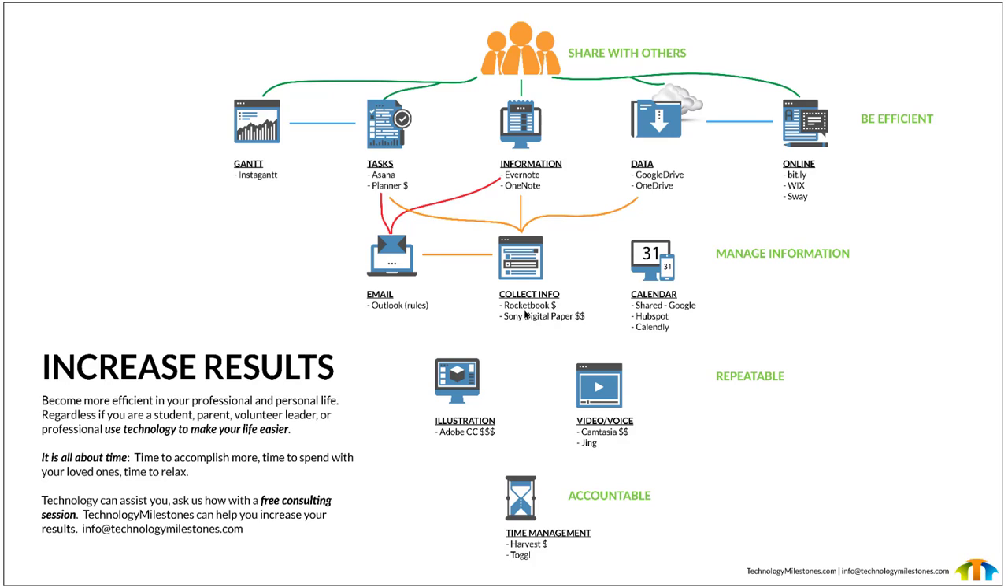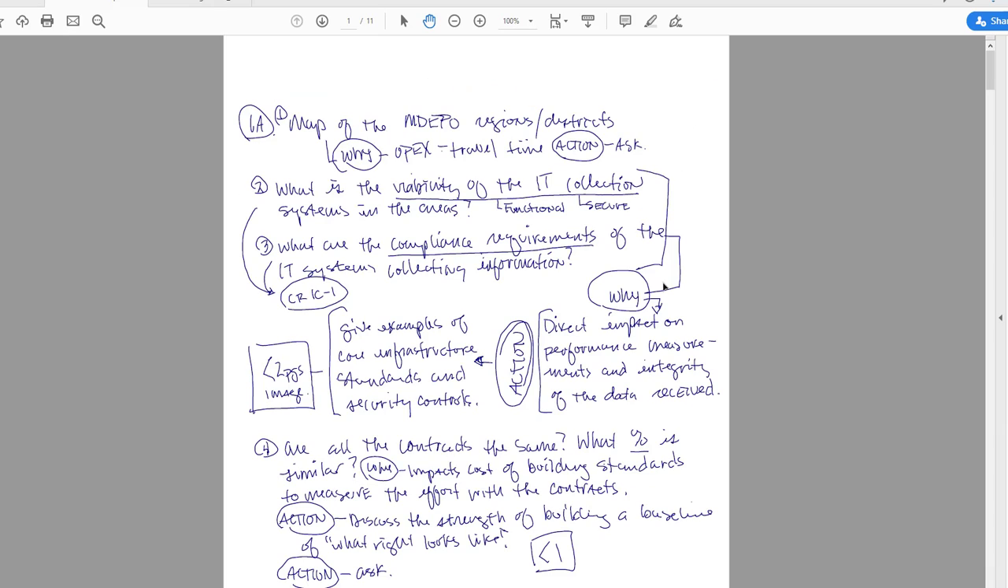Now I happen to use, and I don't have an example I can show you, Rocketbook or the Sony Digital Paper. Rocketbooks are actually very inexpensive. The Sony Digital Paper can be expensive. Both of them accomplish the same thing: how do I quickly take notes of things that I need to do? Now I'm going to show you two examples of how this works.